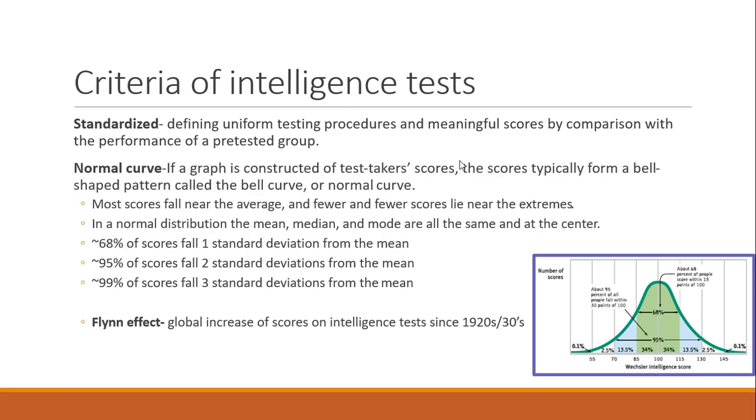Normal curve. If a graph is constructed of test taker scores, the scores typically form a bell-shaped pattern called the bell curve. And these are the things that we talked about before. So most scores fall near the average, few and fewer lie near the extremes. So this is what we have. Talked about this before, these numbers. Be familiar with this. Fun fact, though, the Flynn effect: when they take a look at these studies and researchers confirm this, it appears that we're gaining more intelligence. When you take a look at the scores and you adjust from the 20s and 30s and you look at the scores today, we're scoring higher. So we're getting smarter.